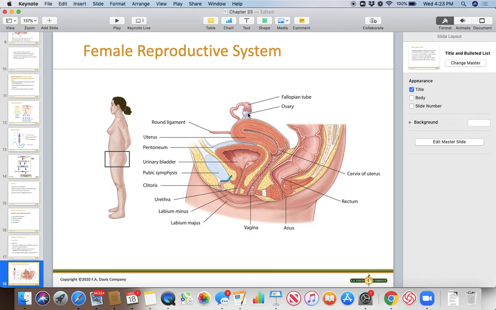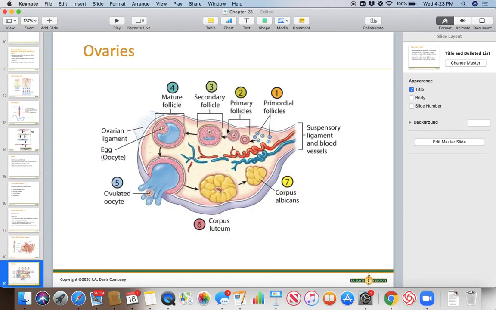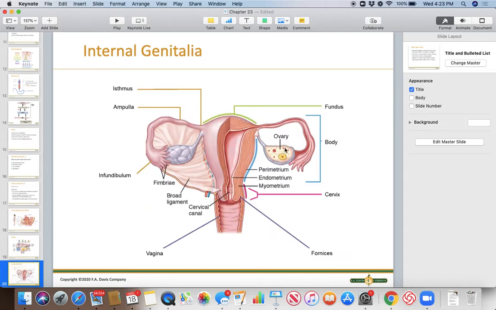Then the fallopian tubes. So here's a close-up on the ovary. We can see the eggs being produced, and these follicular cells produce the estrogen. Fallopian tubes bring the egg from the ovary to the uterus. They are also called oviducts or uterine tubes sometimes.